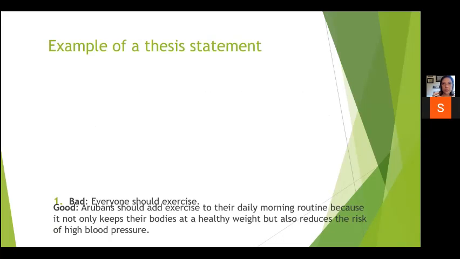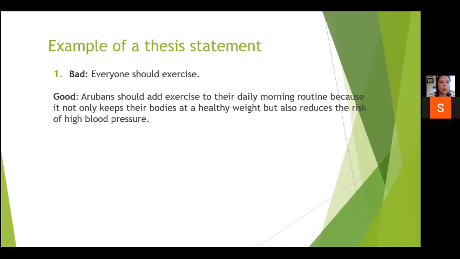So here's an example of a thesis statement. Here's a bad one: Everyone should exercise. That doesn't really say much. Here's a good one: Rubens should add exercise to their daily morning routine because it not only keeps their bodies at a healthy weight, but also reduces the risk of high blood pressure. So again, the first one was too broad. The second one is actually telling the reader what your thesis is about. And then your thesis has to be about this and nothing else. You're not going to talk about anything but what you've written in your thesis statement.